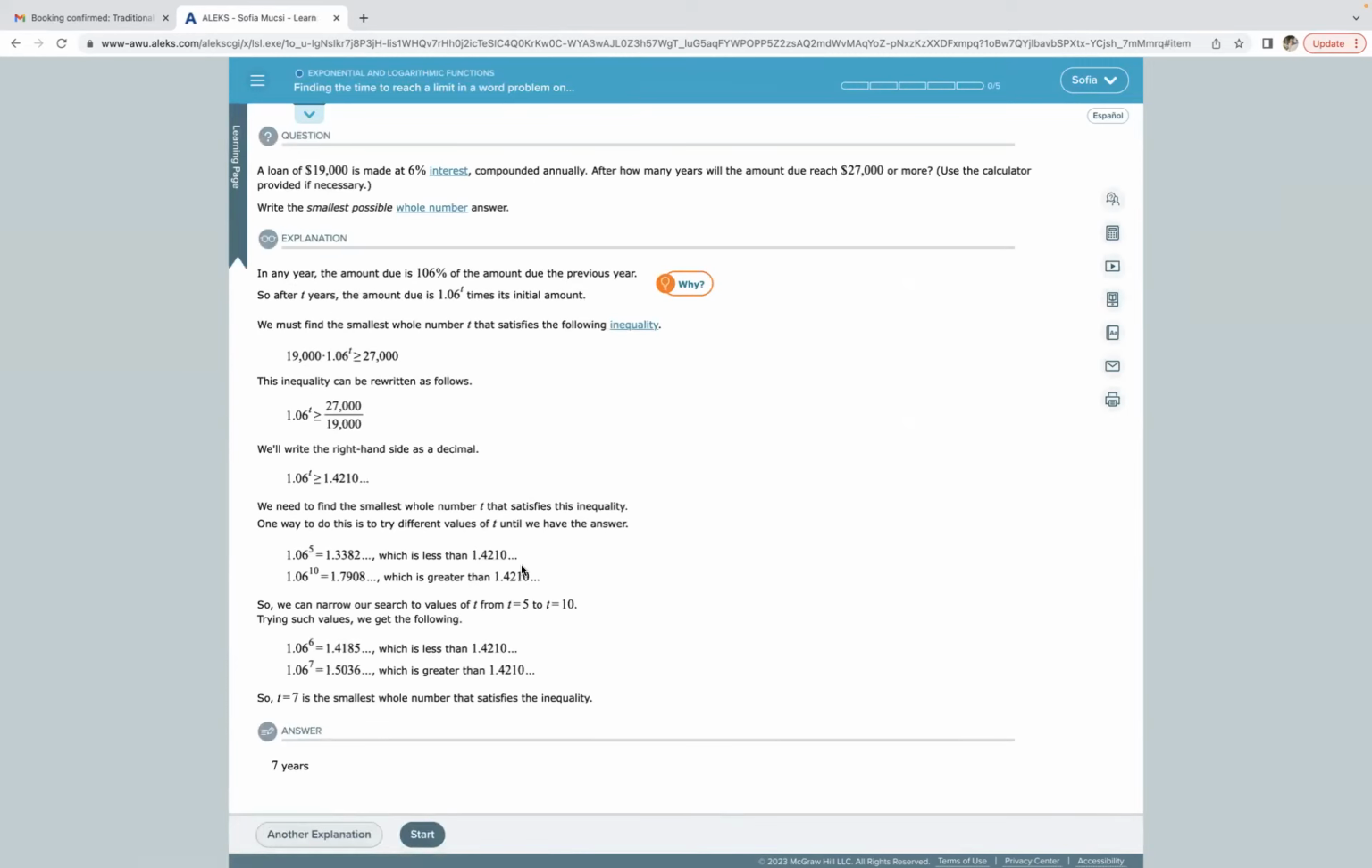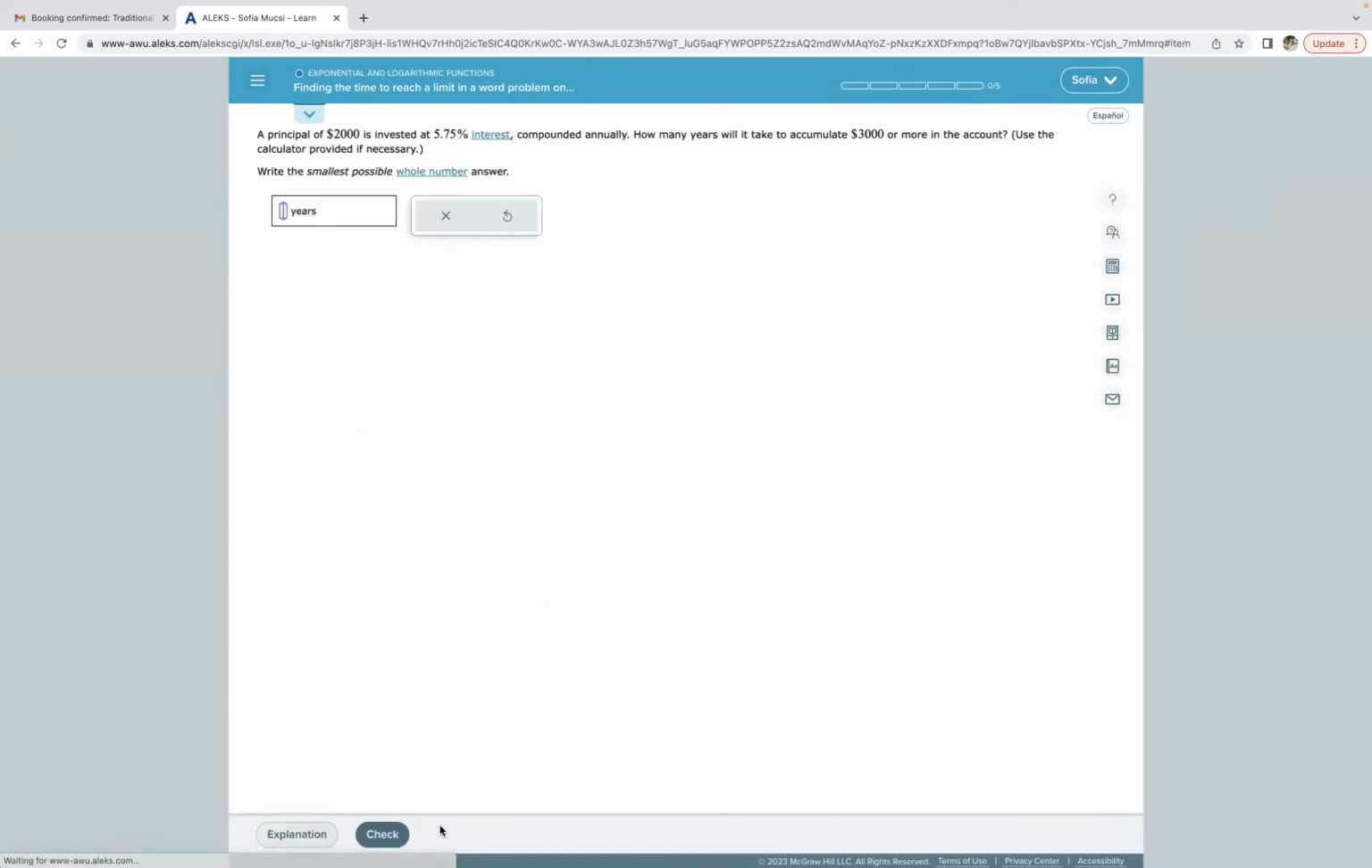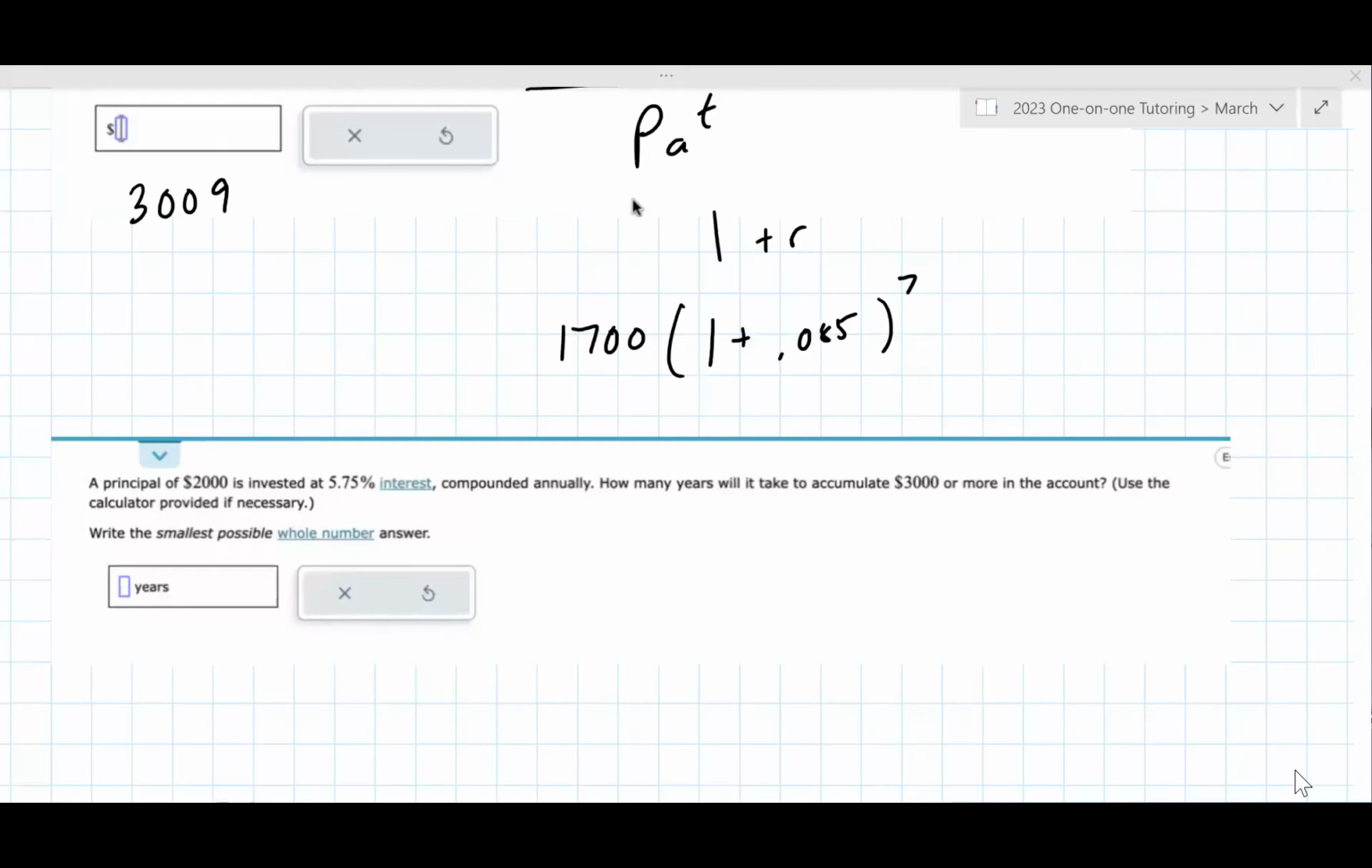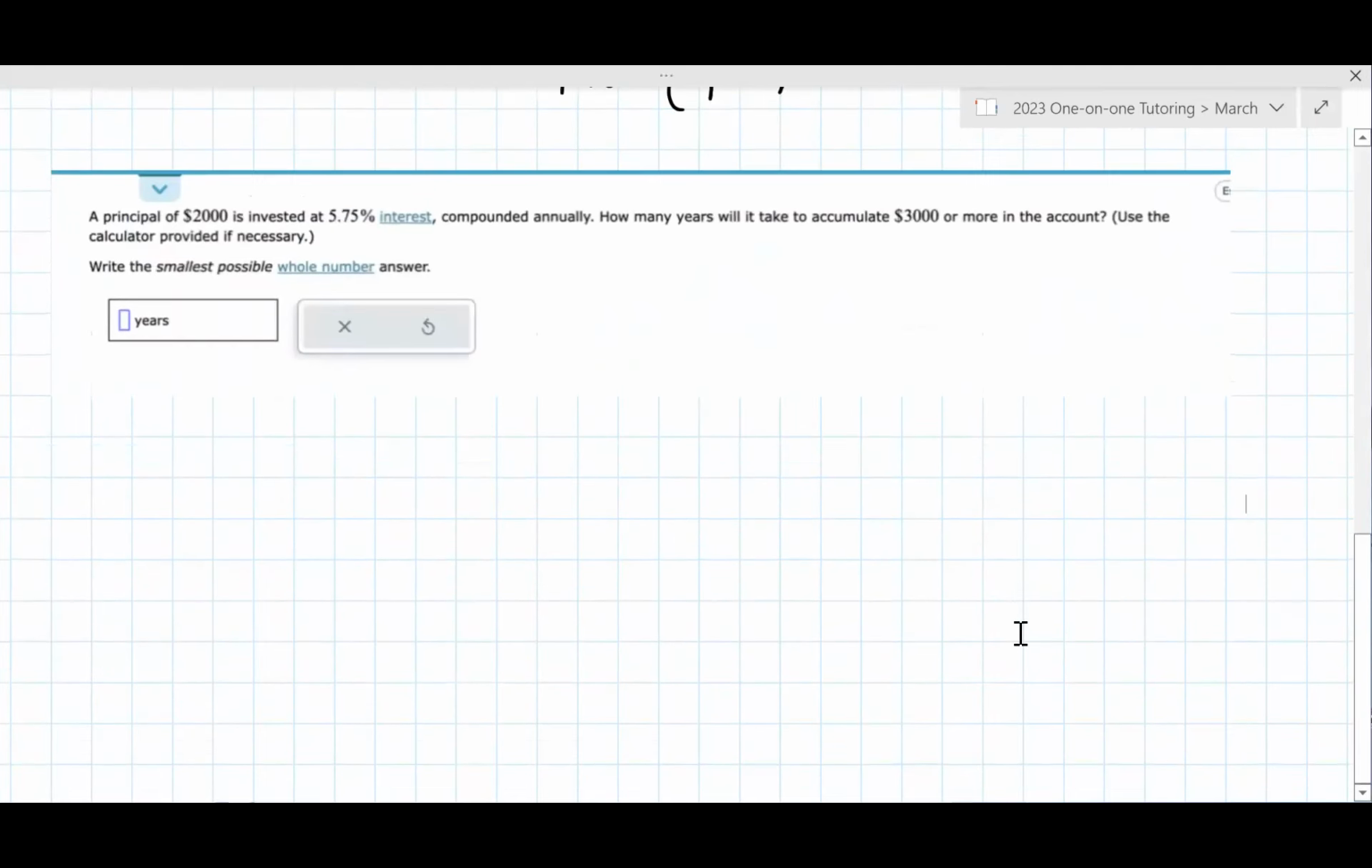Okay, I guess we can just start with this one. All right, I'll grab a snip and we'll work this out together. All right, new share. All right, compounded annually.